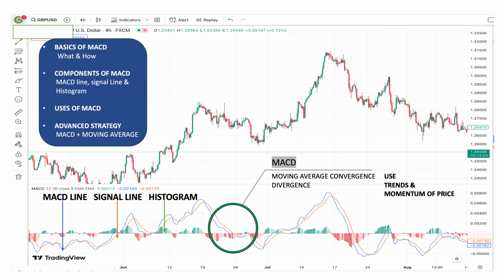So we're going to be talking about what MACD is and how you use it, the components of MACD, which are the signals and the histogram, the uses of MACD, and advanced strategies, how you can mix a MACD with an indicator.